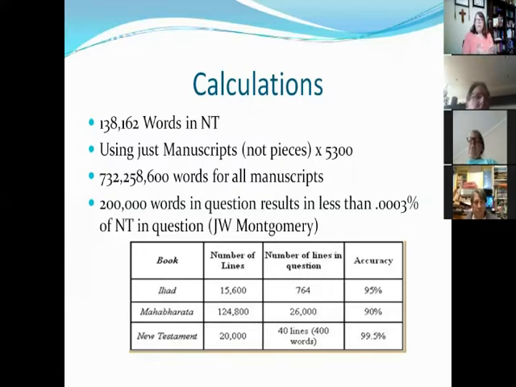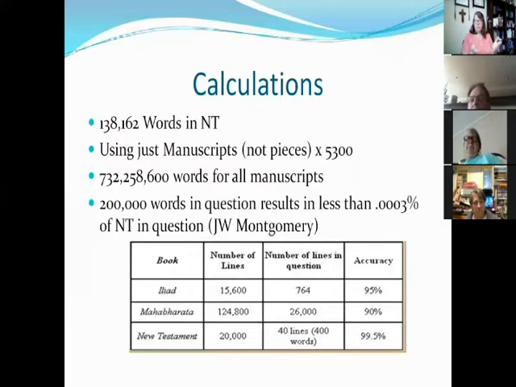But yet in the New Testament, if there's one little dot or iota missing on a document, the skeptics are going to say, well, throw out the whole document. You don't do that, and you don't do it on any paperwork. So I have here the number of lines, and I'll go back to Mahabharata. Number of lines, 124,000. Number of lines in question, 26,000. So it only has an accuracy of 90%. There was no Hindu on this earth who would then reject the book of Mahabharata.